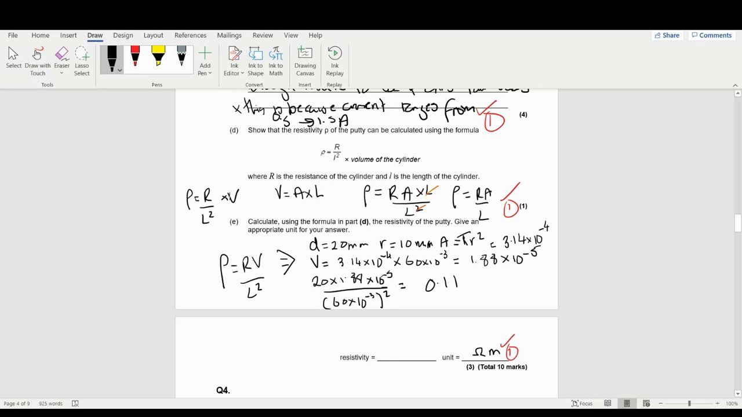Just want to double check that because I feel I've done something a little bit wrong on that one. I do apologise. Yeah, 0.11. Okay, so it's 0.10. So there's not a rounding thing in here. There's not to the appropriate number of significant figures. It gives an appropriate unit.